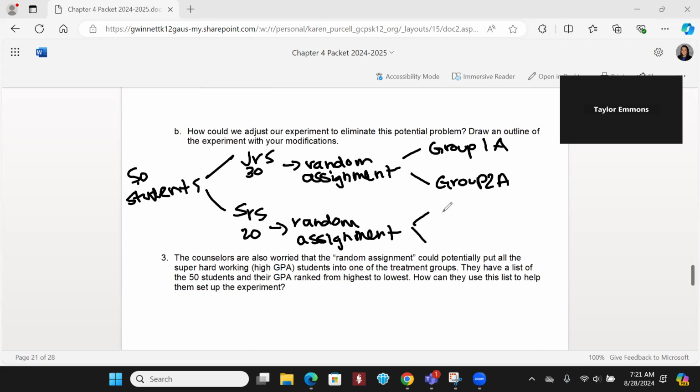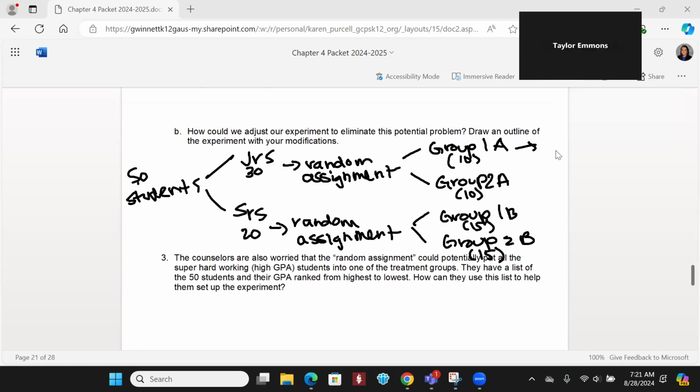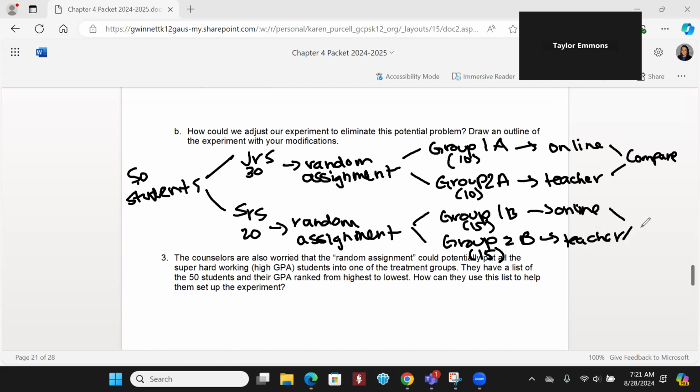And then we're going to look at this one. We're going to call this group 1B and group 2B. And then we're going to give them their assignment. So we'll have online, then teacher, then online, and teacher. We're going to compare these. And we're going to compare these. And then we'll compare those.